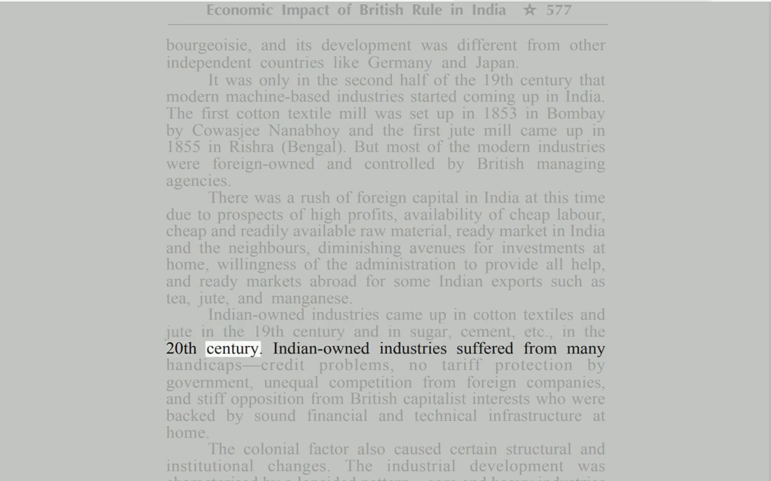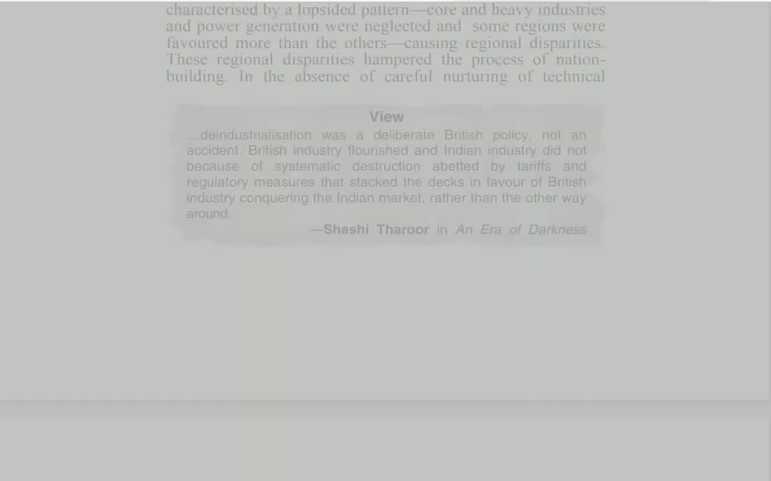Indian-owned industries suffered from many handicaps: credit problems, no tariff protection by government, unequal competition from foreign companies, and stiff opposition from British capitalist interests who were backed by sound financial and technical infrastructure at home. The colonial factor also caused certain structural and institutional changes. The industrial development was characterized by a lopsided pattern. Core and heavy industries and power generation were neglected and some regions were favored more than the others, causing regional disparities. These regional disparities hampered the process of nation building.